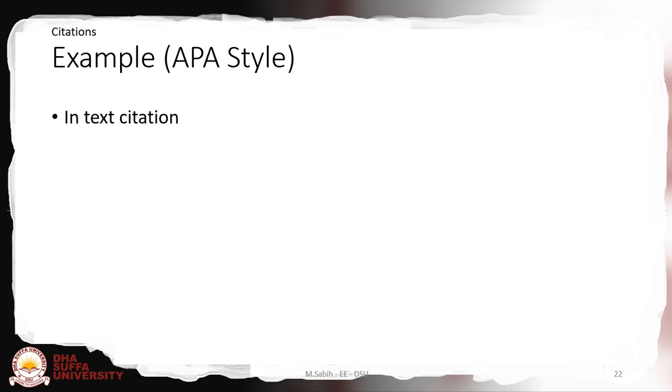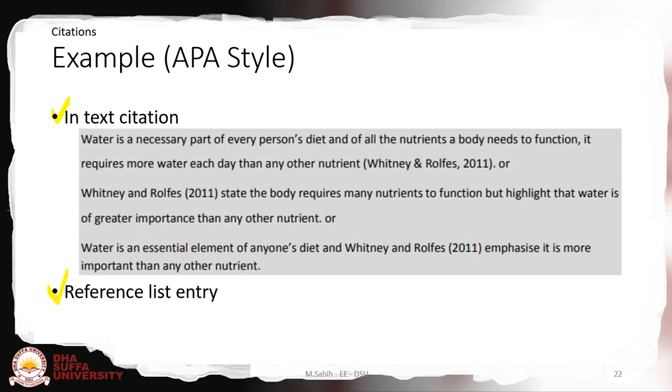So now we will see one example of an APA style in text citation and the reference list entry. In citation, you can use, for example, water is a necessary part of every person's diet and of all the nutrients a body needs to function. It requires more water each day than any other nutrient. Whitney, so the author name is here, Whitney, and the year of publication.